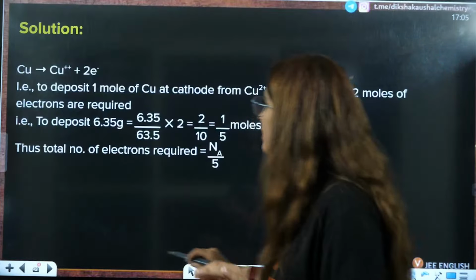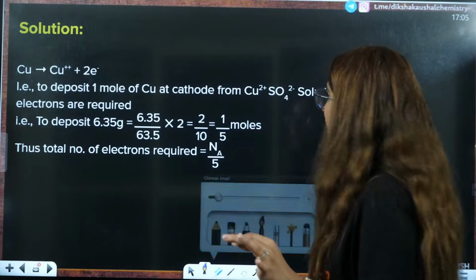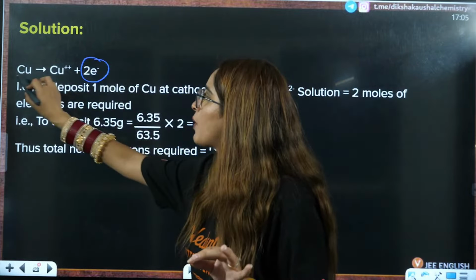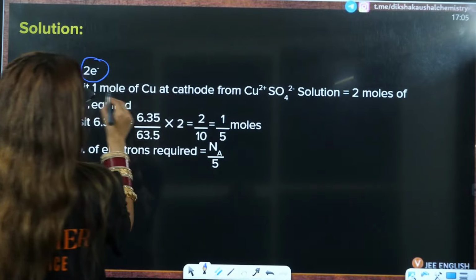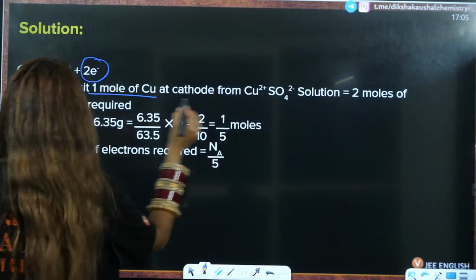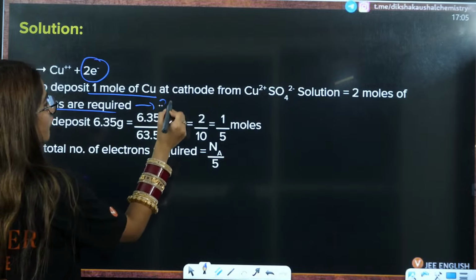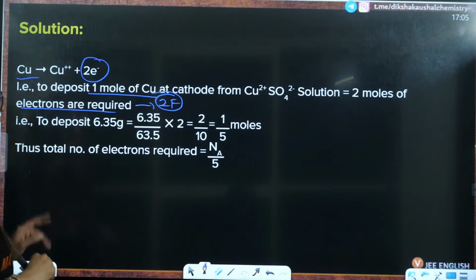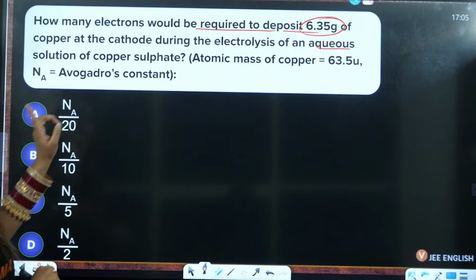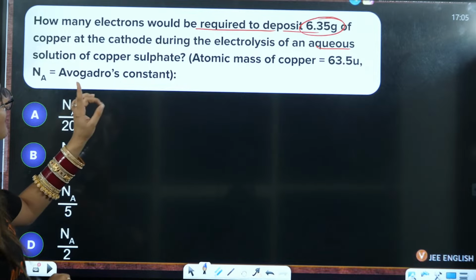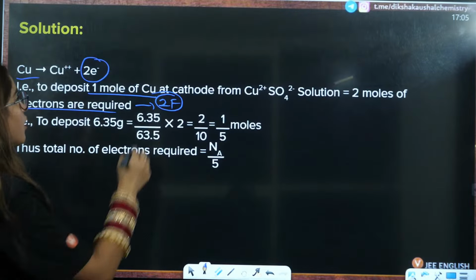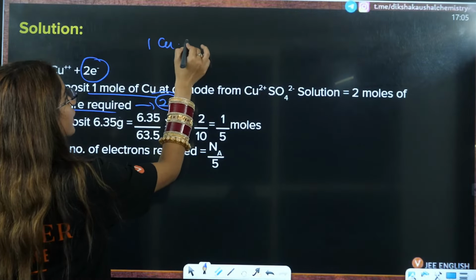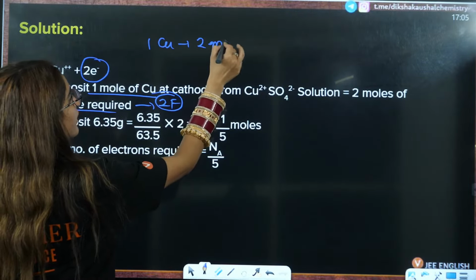Very simply, we will answer this. Firstly, we know that 2 Faraday is required for 1 mole. So directly you can say that 1 mole of copper will require 2 moles of electrons, which means 2 Faraday. Right? 1 mole of copper will require 2 Faraday. And they are asking you how many electrons. See, 1 mole of copper will require 2 mole of electrons.